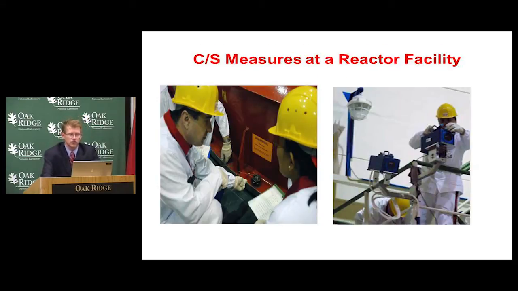Containment surveillance measures are implemented to reduce the number of measurements that have to be performed. This shows a picture on the left of applying a seal to an item. The picture on the right shows the installation of cameras. Without containment surveillance, every time you come to the site to verify those inventory listings, you would have to remeasure every item to verify its contents.